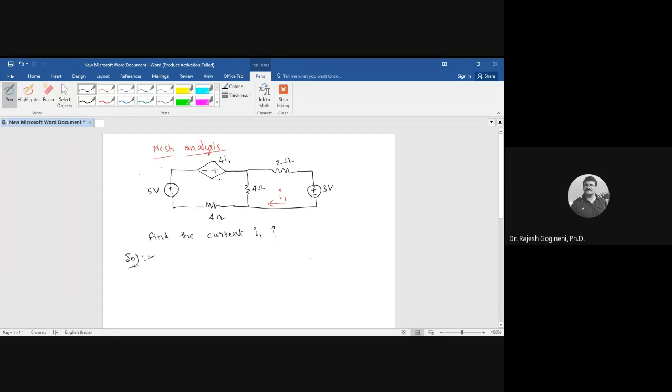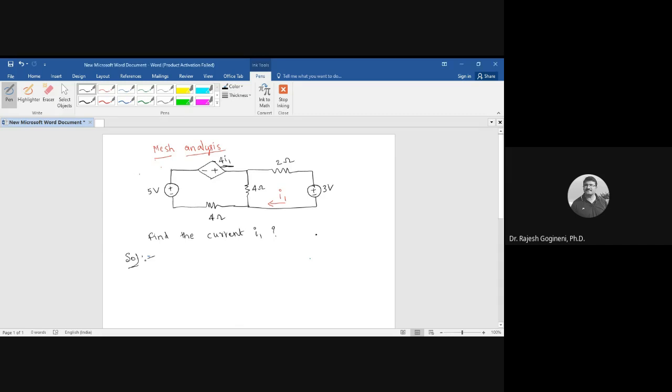It is a dependent source, a voltage source, but depending on current, because its value is given in terms of the current, 4I1. So this is a current dependent voltage source. We know it is a dependent source, but the symbols are given as plus and minus, so it is a voltage source whose value is 4I1. Its magnitude depends on the current flowing in the second mesh.